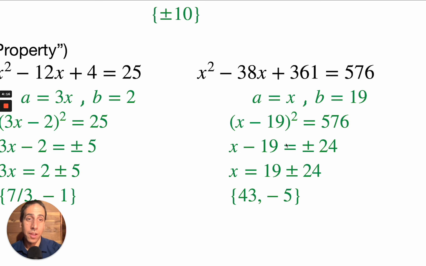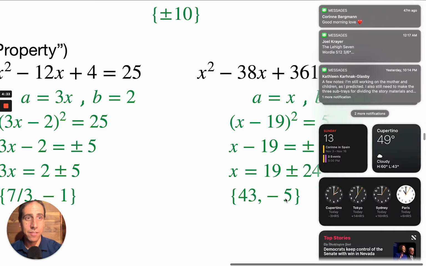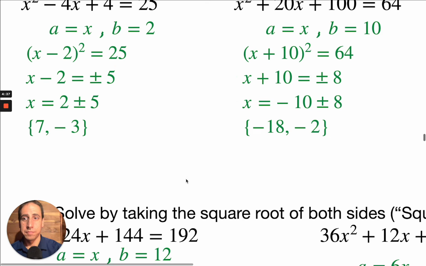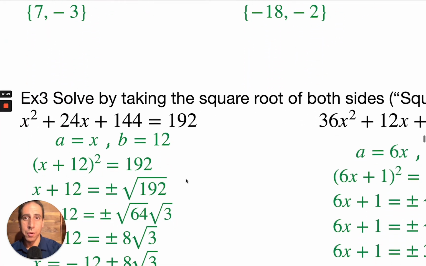Take the square root of both sides. The square root of 576 is 24. It's plus or minus over here, and it's x minus 19 is equal to plus or minus 24. Adding 19 to both sides, you get that. And 19 plus 24 is 43. 19 minus 24 is negative 5. Awesome. Boom. Solved by taking the square root of both sides.